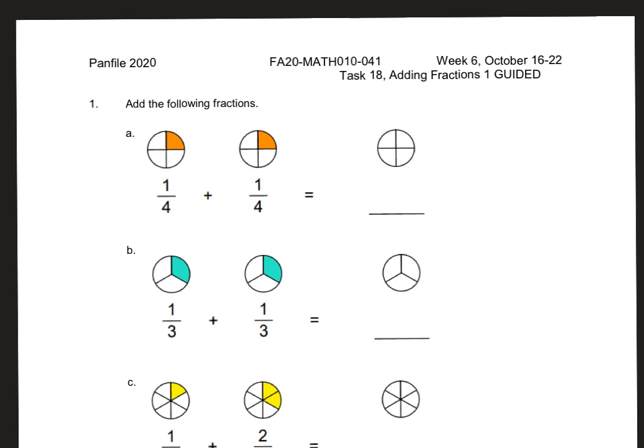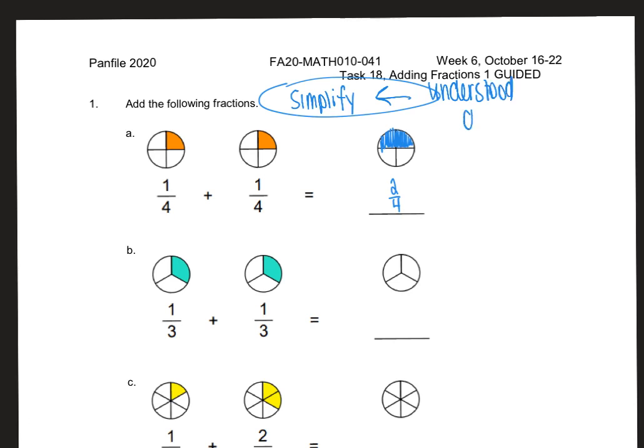So, beginning, we have 1/4 and 1/4, so we're going to put those together and color. So we have 1 and another 1, which gives us 2/4. But we can't leave it like that, because we have to always simplify. So even if in the directions it does not say to simplify, this is always an understood direction. Always do it. Okay? So you always must simplify.